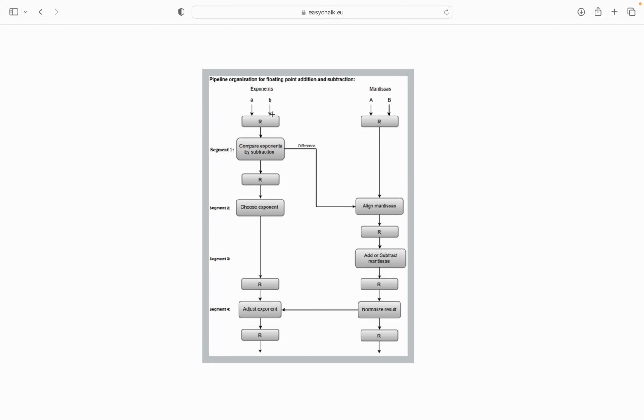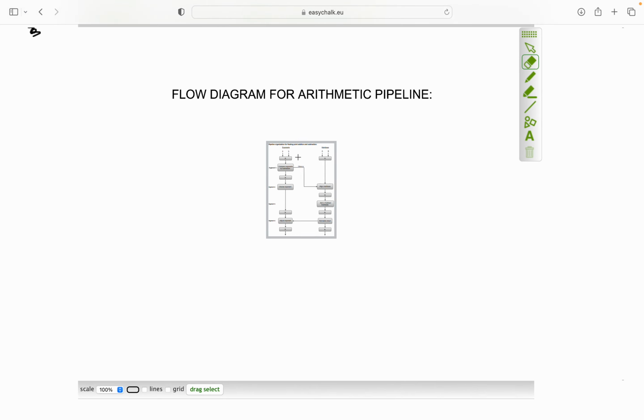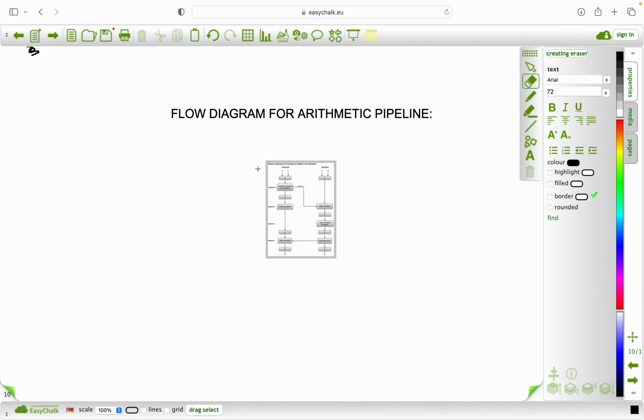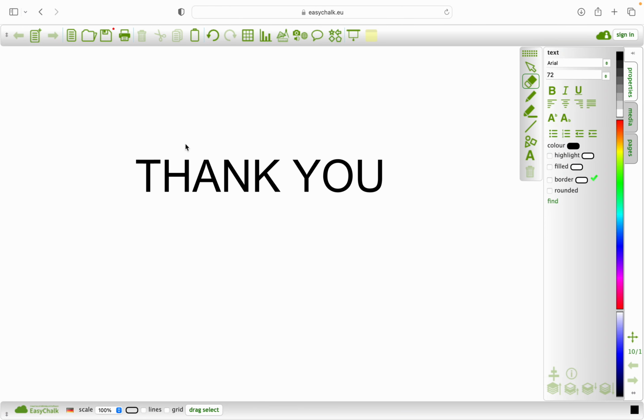Now this is the flow chart to perform the floating point addition or subtraction. It depends on your requirement, and this is the way of presenting it. This is the flow diagram of the arithmetic pipeline, and with this the arithmetic pipeline topic is done.